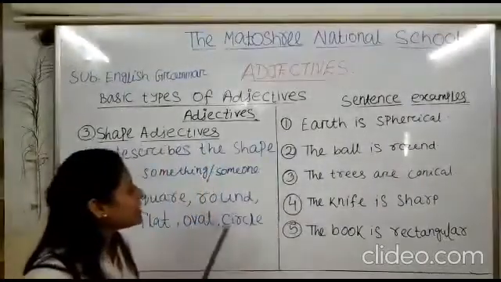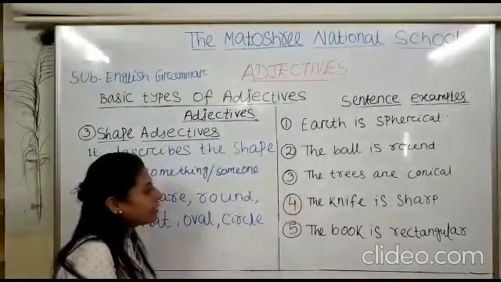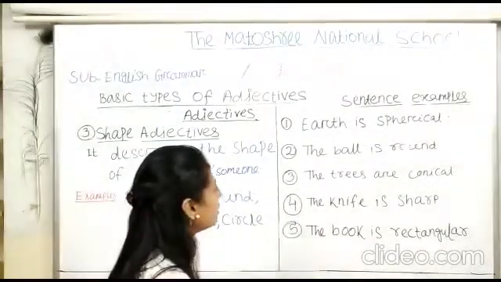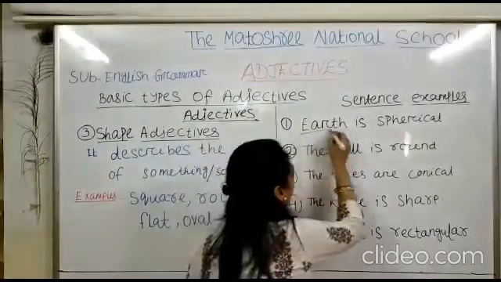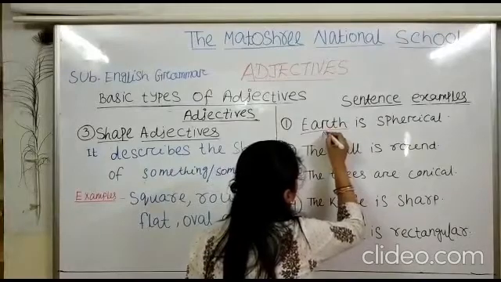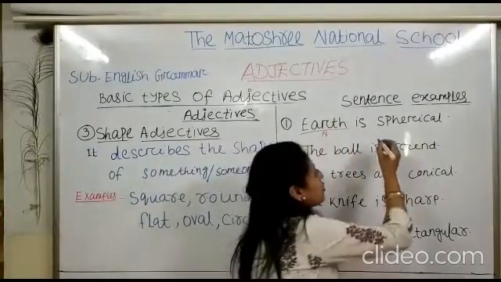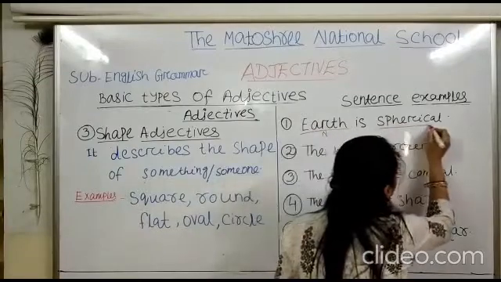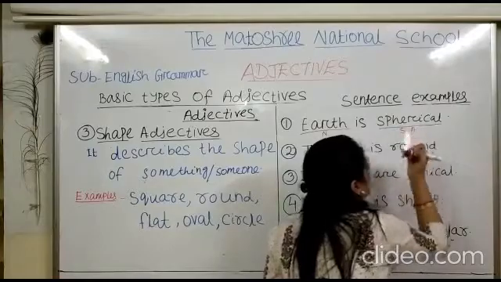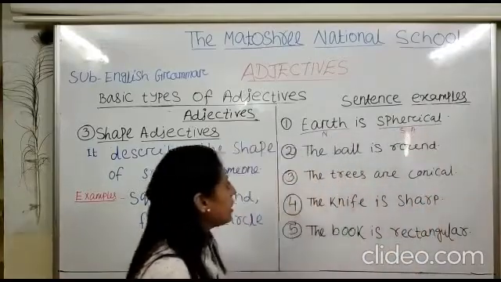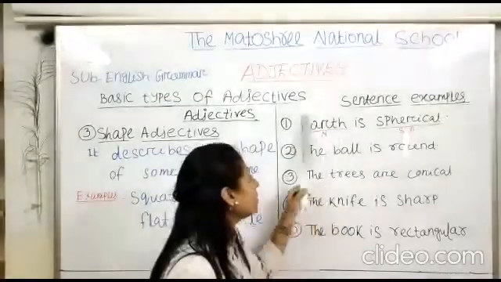So, now let's see some sentence examples. Here, earth is spherical. Here, earth is a noun, and spherical is a shape adjective which describes more about earth, more about this noun.